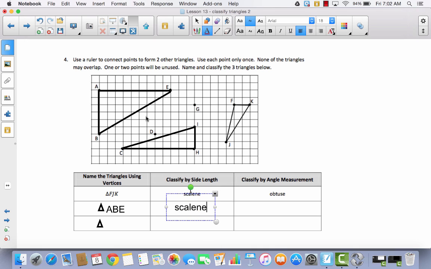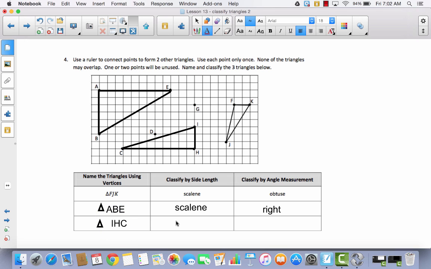Now let's take a look at the angles. Are any of these angles special? Well, angle EAB is special. It's a right angle. So if it's a right angle, then how do we classify this triangle? We classify it as a right triangle. See if you can do triangle IHC by yourself and then come back. If you get stuck, you can always press play and I'll help you through it, okay?